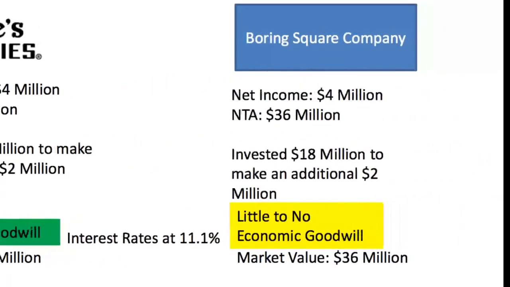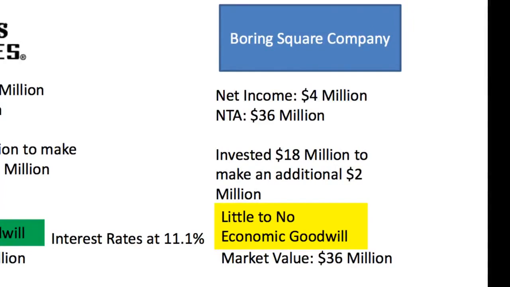Now, let's go over and look at what happens with Boring Square Company whenever we conduct 100% inflation. As you look at their net income, it also doubled up to $4 million. It used to be $2 million. When we look at the net tangible assets, it went from $18 million to $36 million. Just like See's, where we had to invest some money in order to make that additional net income, over here at Boring Square Company, we had to invest $18 million in order to make the same exact $2 million that See's Candy made.